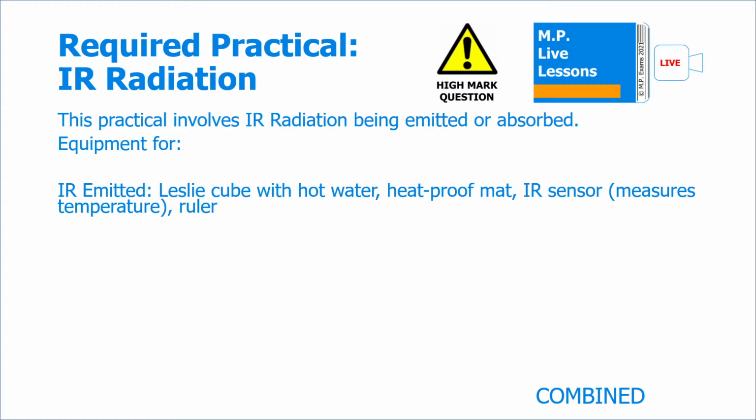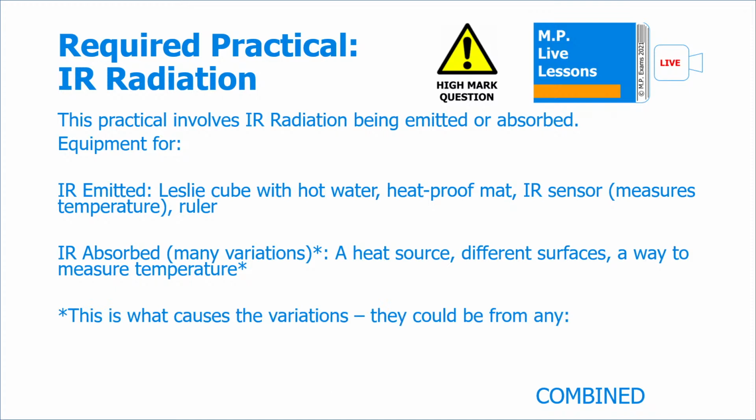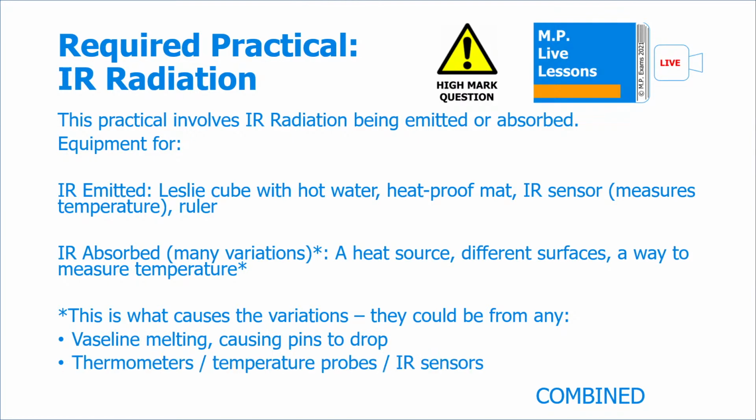Whereas for the other practical, for looking at infrared radiation being absorbed, where there are many variations, you'll have a heat source, different surfaces, and a way to measure temperature. Now that's what causes the variations. This could be anything from, let's say, Vaseline melting, causing pins to drop, or some thermometers, temperature probes, or even just the infrared sensors again.